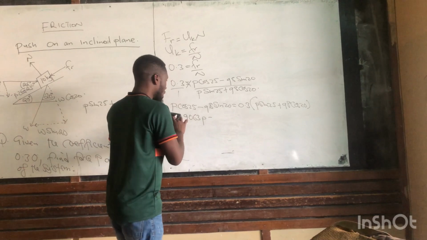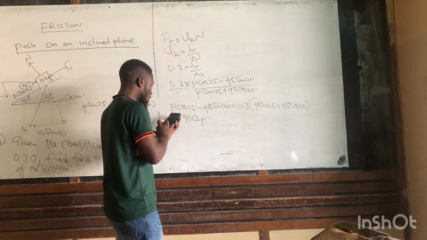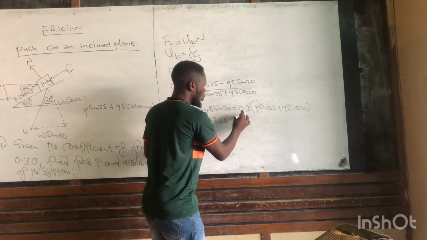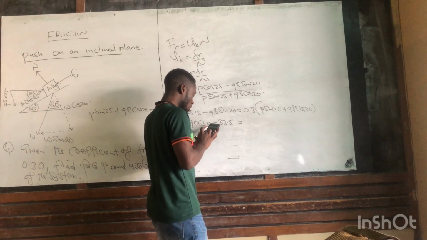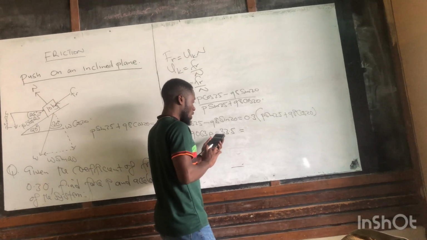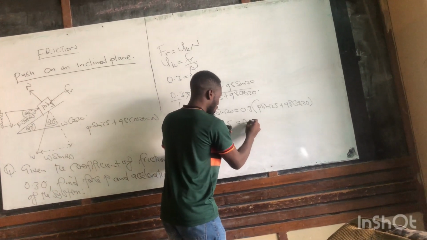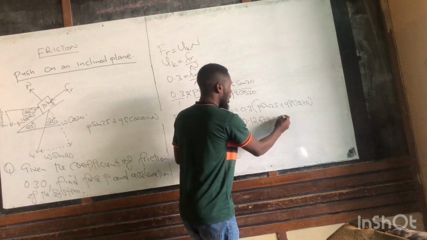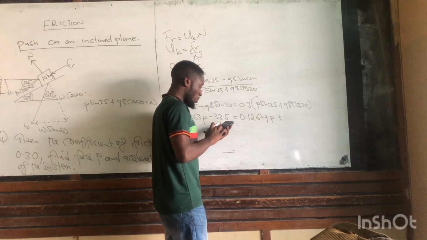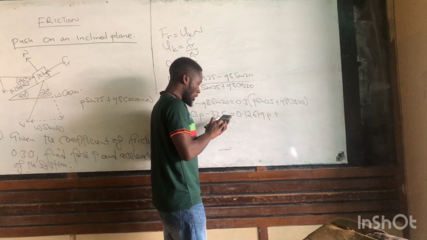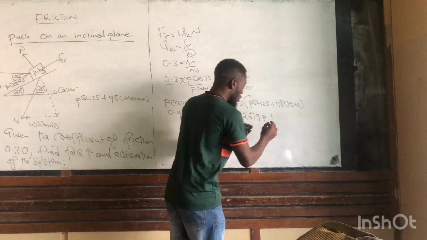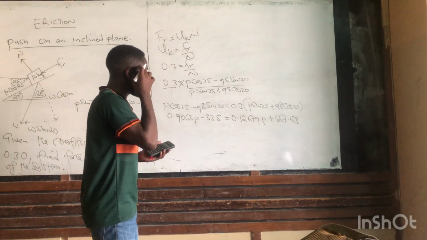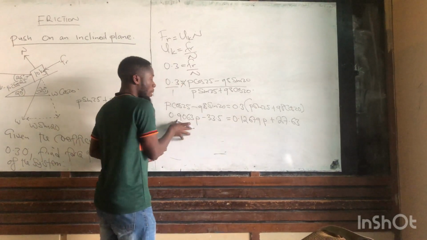So it will be 0.9063 P minus 98 sine 20, which is 33.5, equal to 0.3 times sine 25, which is 0.12679 P, plus 0.3 multiplied by 98 cos 20, which is 27.63.